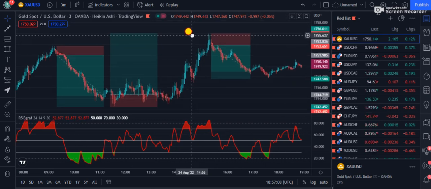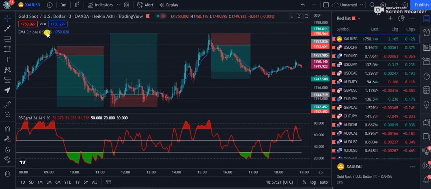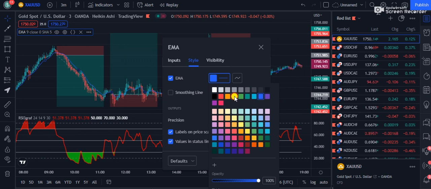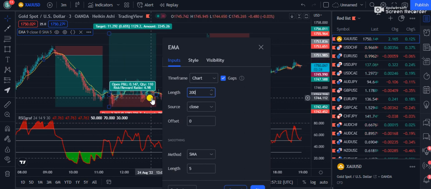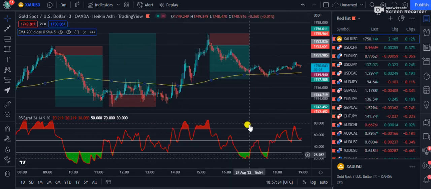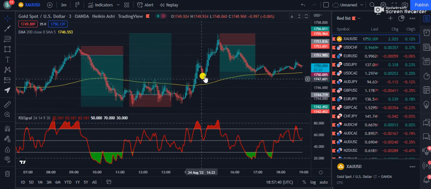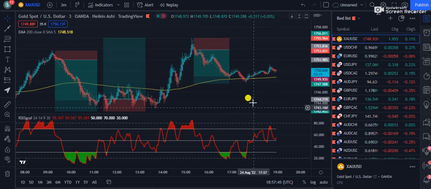The one thing I would like to add here is that if you only want to take the signals with the trend, then use the exponential moving average. For example, this is the exponential moving average without any other changes. I'm going to give the EMA a yellow color, and inside the inputs I'm going to change 9 to 200, and then press OK. Now you will see the setup will be better: below the 200 EMA it's a sell trend, and above the 200 EMA you can only take buy positions. So this is also a way of trend following.